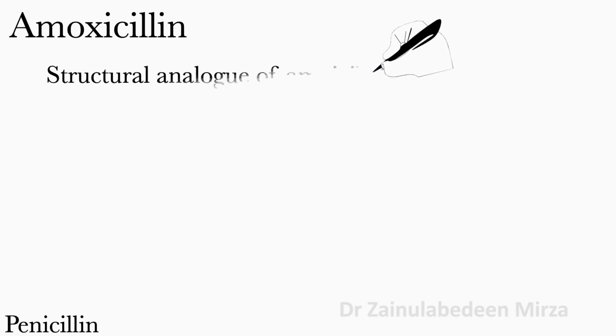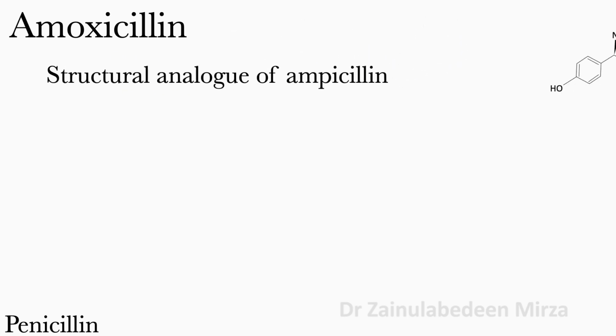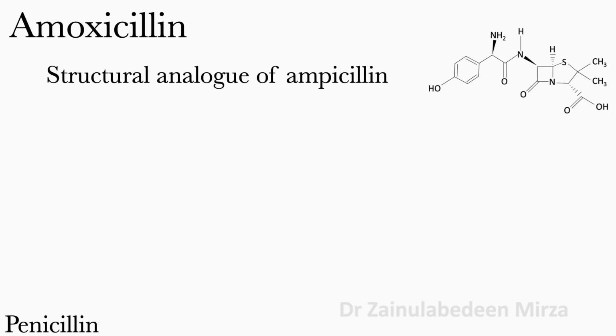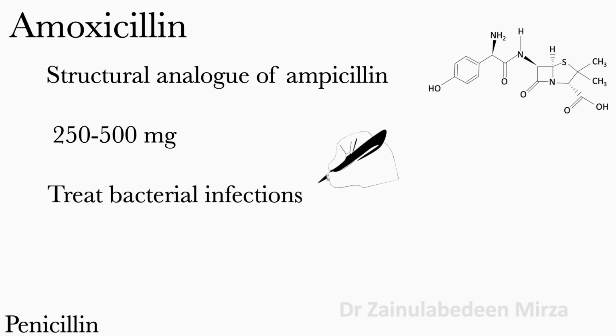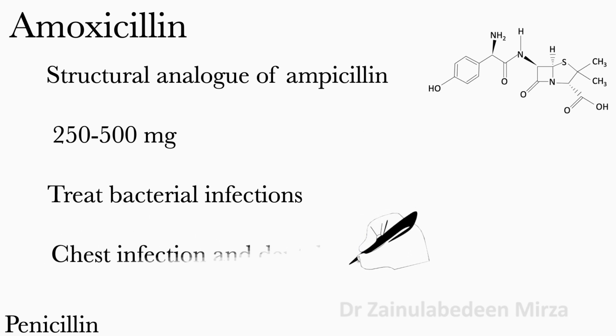Amoxicillin is a structural analog of ampicillin, which is absorbed from the gut, and the oral dose of amoxicillin is 250 to 500 mg. Amoxicillin treats bacterial infections such as chest infection, pneumonia, and dental abscess.